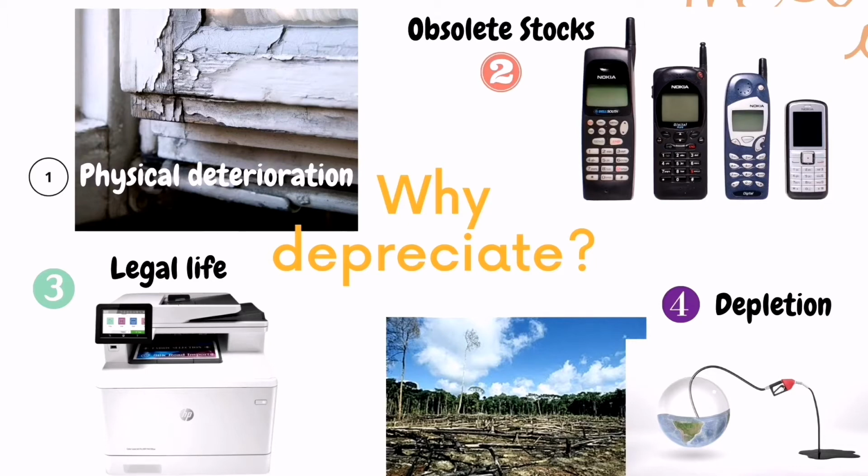Number three, because of the legal life of the asset. When there is a lease on a property, it means that the property may have a certain number of years attached. For example, like a printing machine. So we have to depreciate the printing machine over its contracted years.